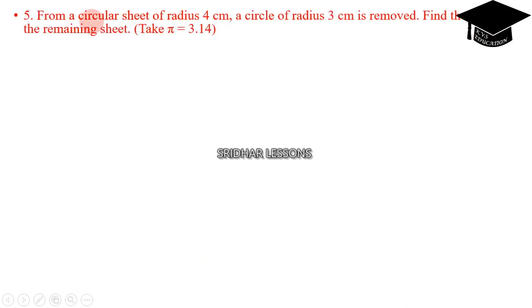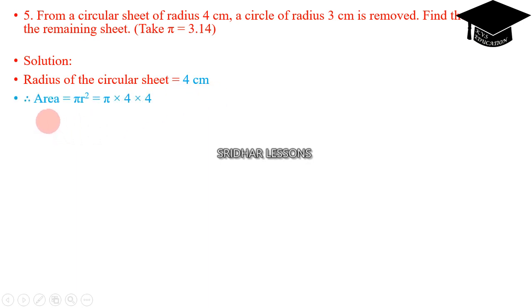Question number 5. From a circular sheet of radius 4 centimeters, a circle of radius 3 centimeters is removed. Find the area of the remaining sheet. Take pi value as 3.14. Given that the radius of the circular sheet is equal to 4 centimeters. Therefore, area A is equal to pi r square, which is equal to pi into 4 into 4. This is 16 pi centimeter square.